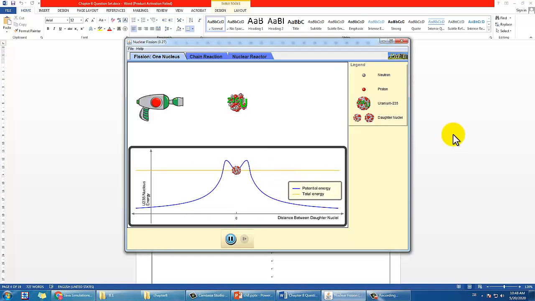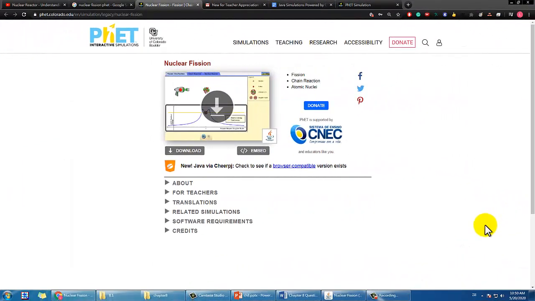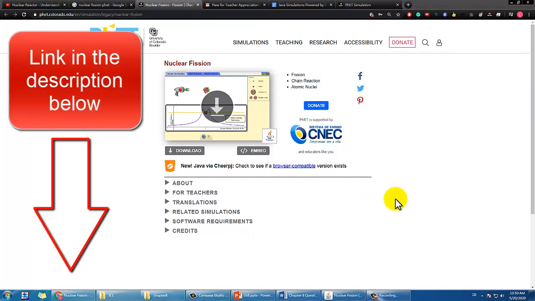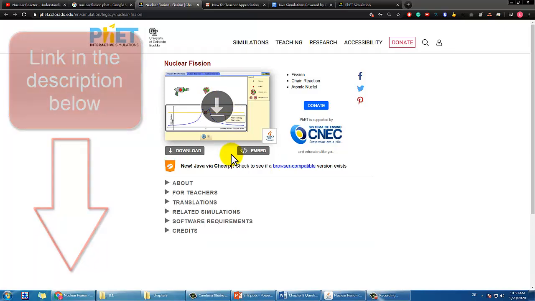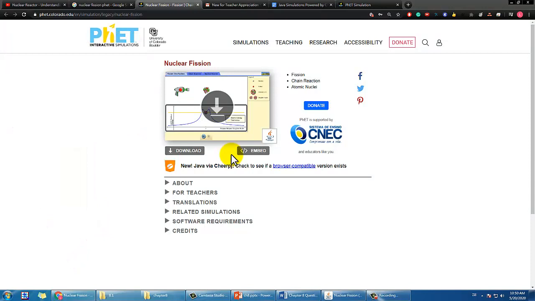Let me show you a basic idea of nuclear fission using this simulation. If you also want to try this simulation, you can go to the link I put down in the description below and you can download it. However, this will require you to use something called Java to run the program properly. And sometimes people may find it tricky, especially if you're using a MacBook. It may be difficult for you to run.